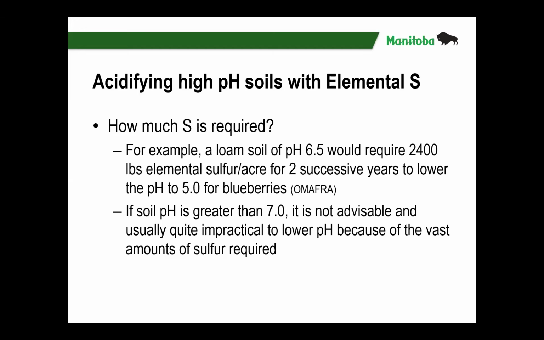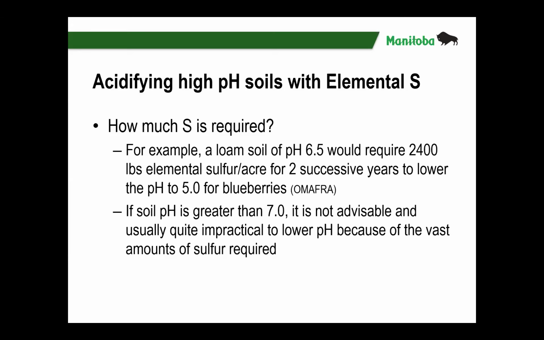And if we look at some of the recommendations out there, OMAFA has a recommendation on loam soils at a pH of 6.5: you would add 2,400 pounds of elemental sulfur per acre for 2 successive years to lower the pH to 5. And that's for people who are looking to grow blueberries. So again, you're starting with a soil that's already on the low end of neutral and taking it down into acidic soil. But their recommendation is that as soon as you have a pH greater than 7, it's not advisable and quite impractical to lower the pH because of how much sulfur would be required.